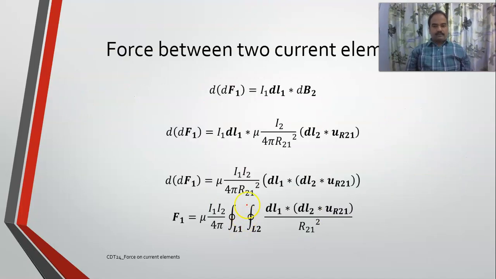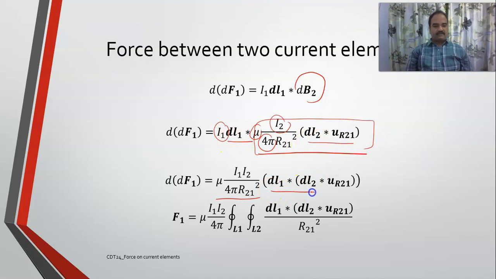Now, we know dB2. This was the equation for dB2. In this one, if you carefully see, I'll remove all the components which are independent. I1, I2 are both independent, mu is independent, 4 pi is independent. So I am writing them separately. These are all the vectors: dL1 cross dL2 cross UR21. See, these are all vector products if you carefully see.